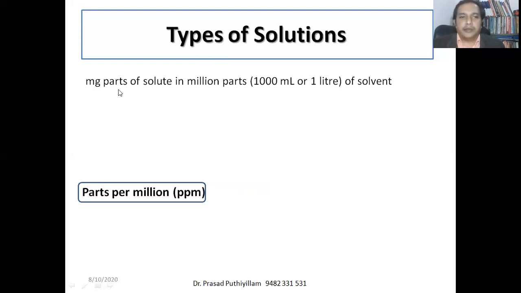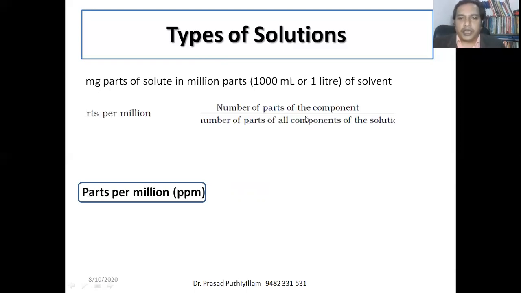Milligram parts of solute means we have to weigh the solute in milligrams. Then we have to consider million parts, that is 1000 milliliter. 1000 milliliter means 1 liter of solvent. So how many milligrams of solute are present in 1000 ml of the solvent which is taken.